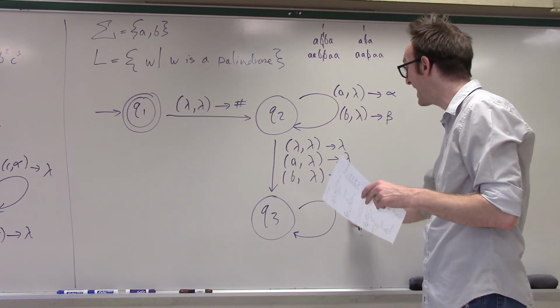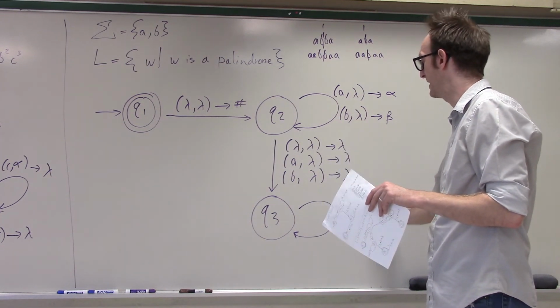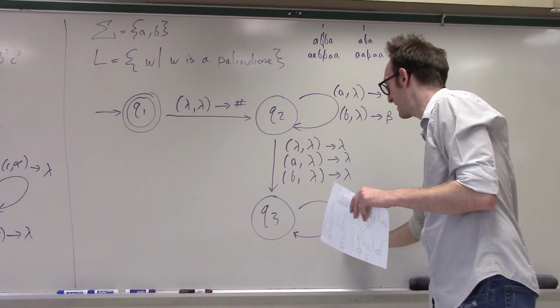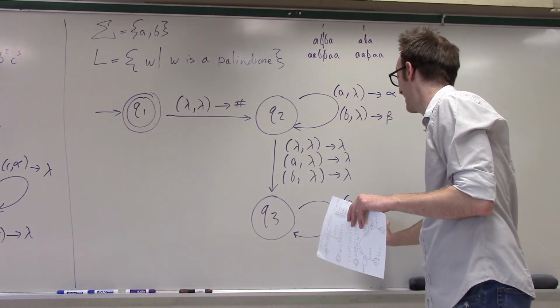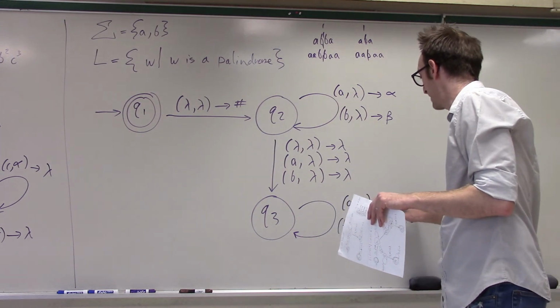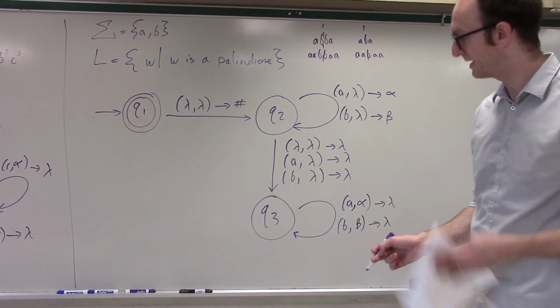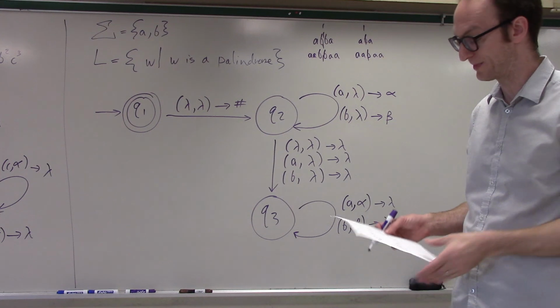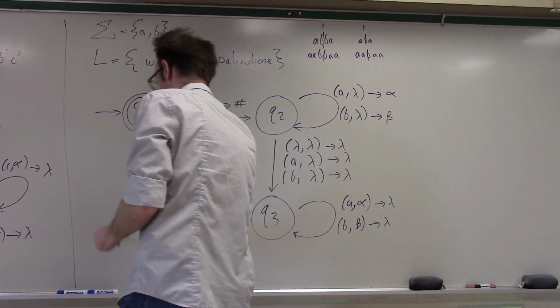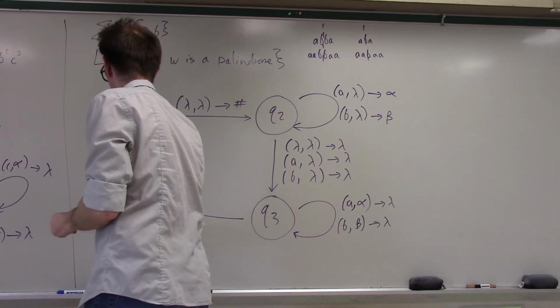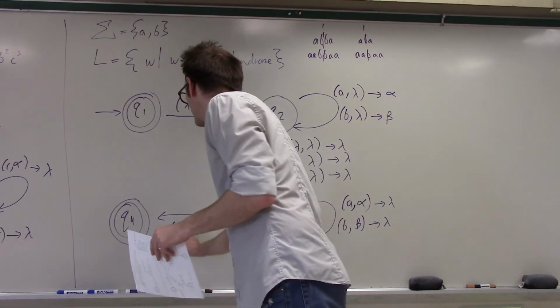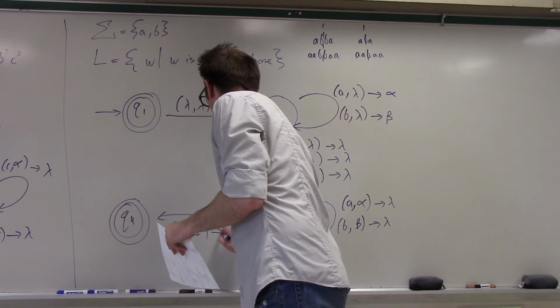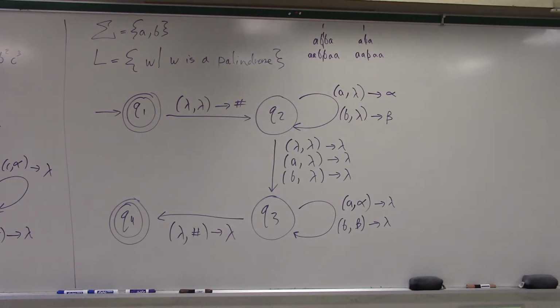Every time I see an A, I should pop an alpha, push nothing. And every time I see a B, I should pop a beta and push nothing. And the stack is perfectly suited to check whether something is a palindrome. All right, and finally, if it all works out perfectly, I go to the accept state Q4, and the only way to get to that accept state should be if there was only a pound sign left on the stack. And what I encourage you to do, if you got this exact same thing, great.